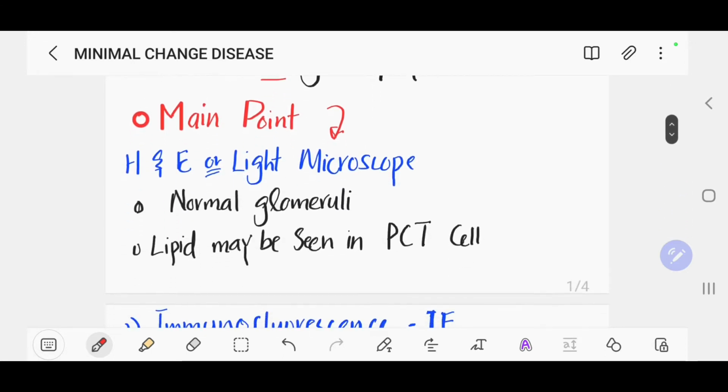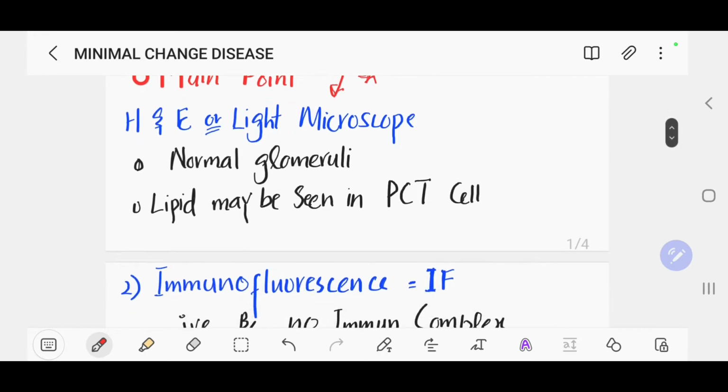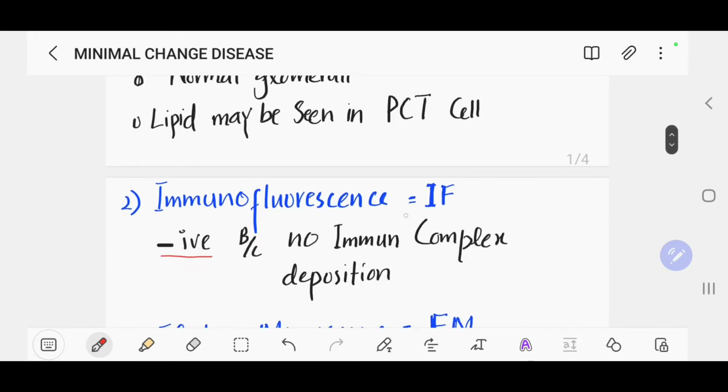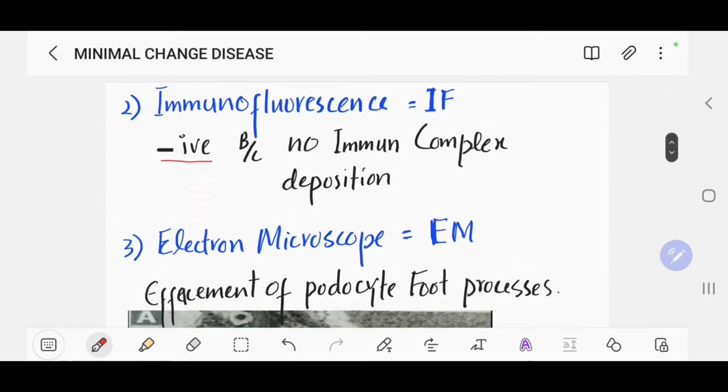Now let's talk about the main point. What I mean by the main point is the point we pick when we have a scenario-type question. So again I will give the star to this point. Actually there are 3 points. Remember what will be seen on light microscope, what will be seen on immunofluorescence, and what will be seen on electron microscope when a patient has minimal change disease.